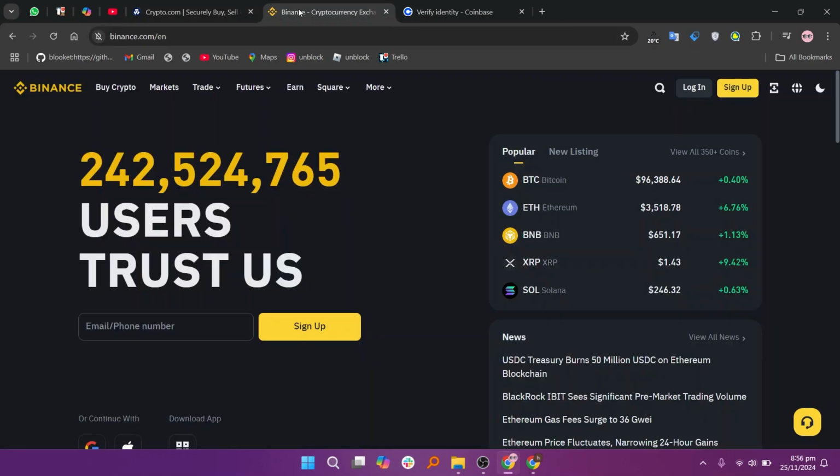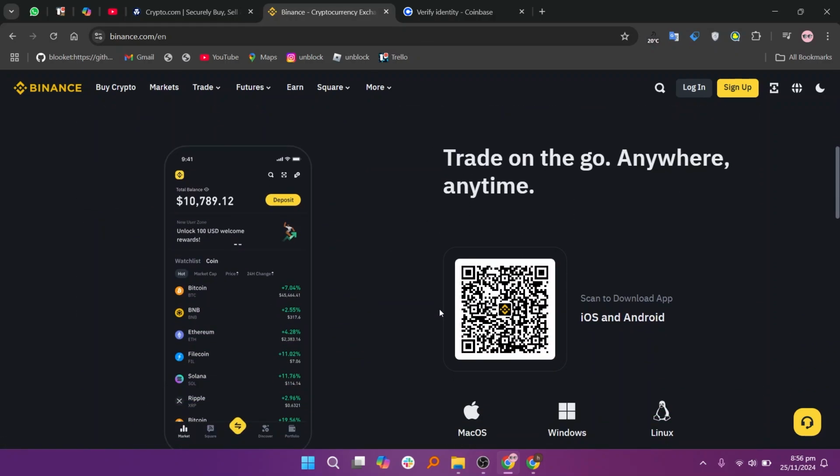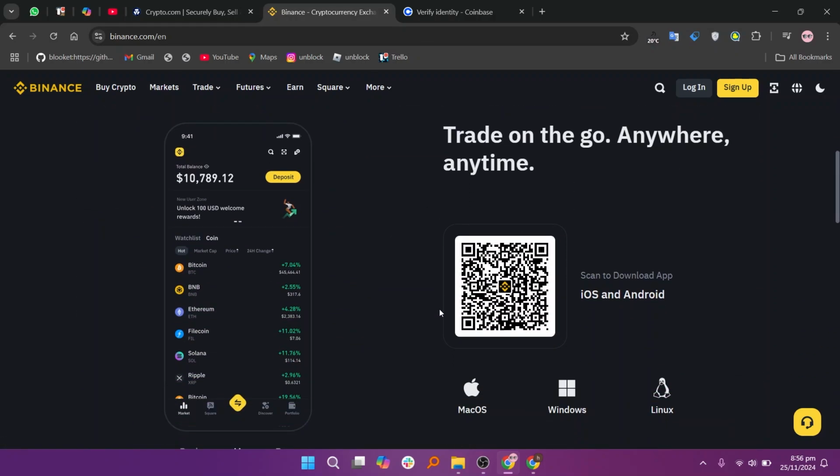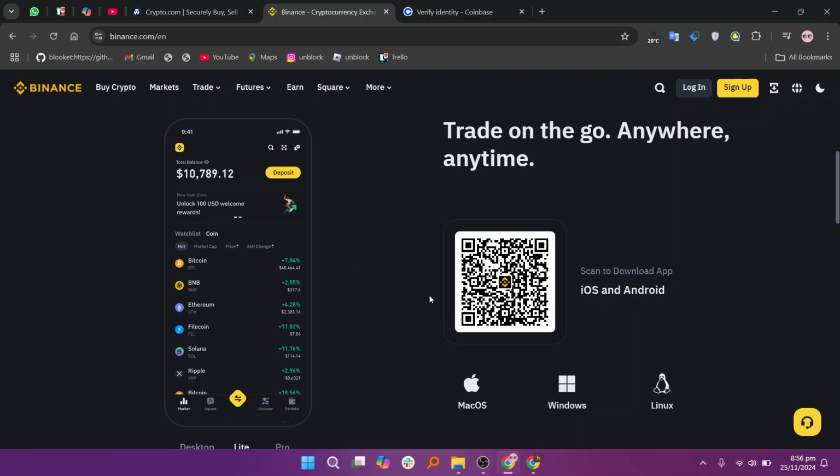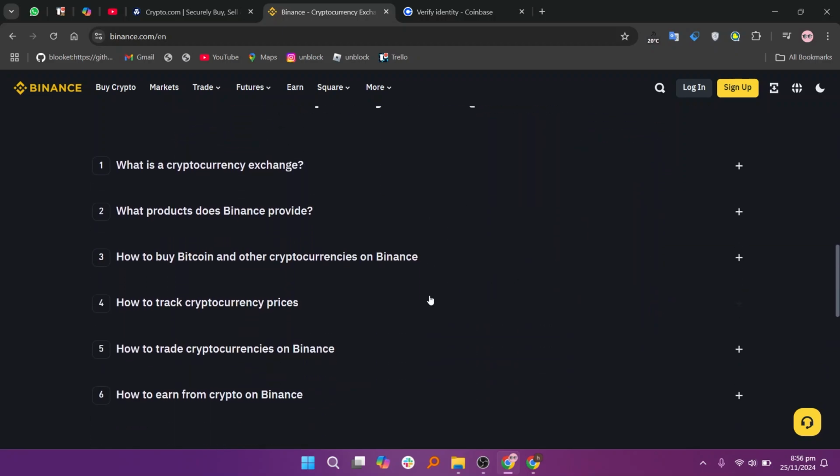Binance is known for low trading fees, advanced tools, and a massive selection of cryptocurrencies. It's ideal for experienced traders, but might be too complex for newcomers, especially due to its high volume of features.